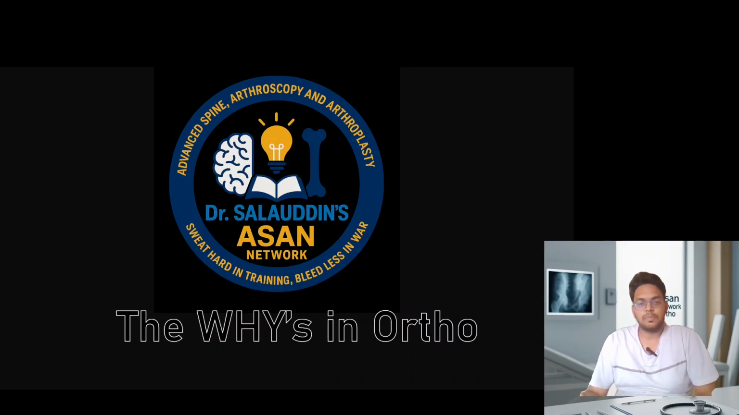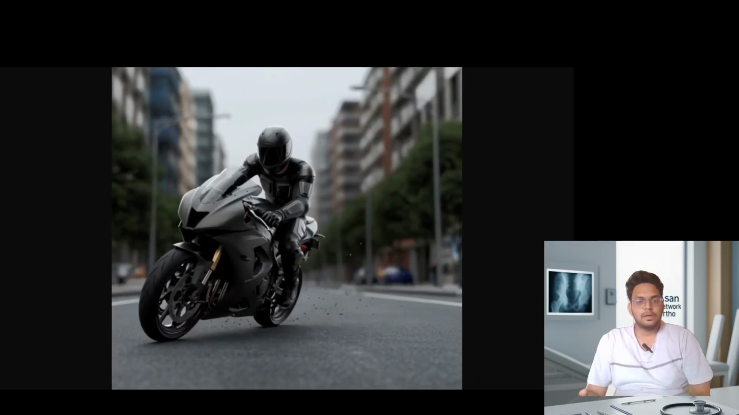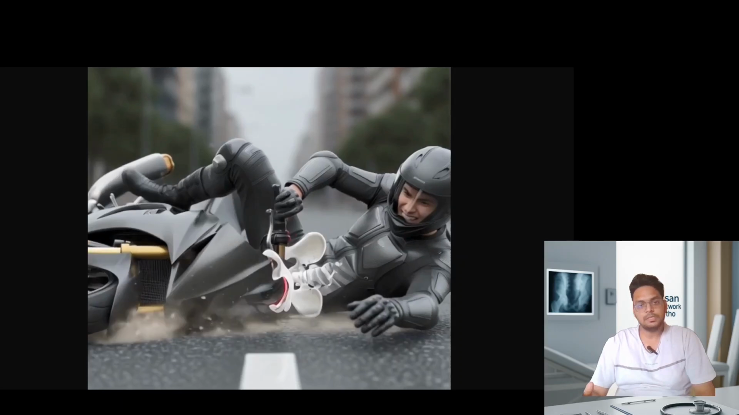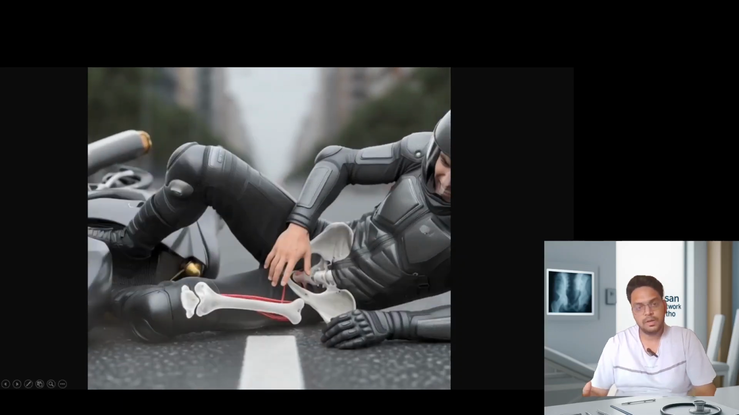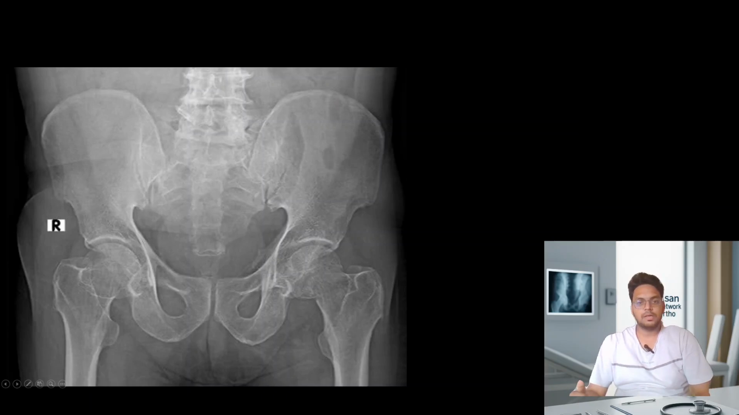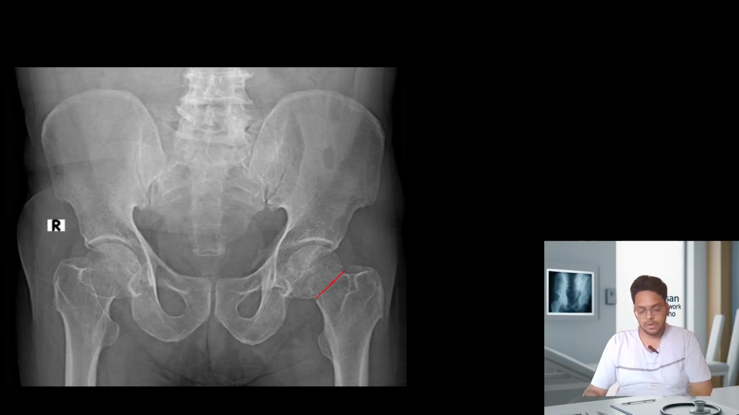For example, a young adult who is driving a bike has a skid and falls from his bike and sustains injury to his left hip joint and gets his femur neck fractured. After going to the emergency, his X-ray appears as this. There is a fracture in the neck of femur region.